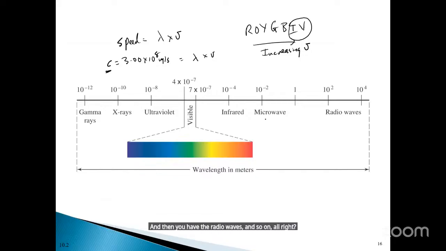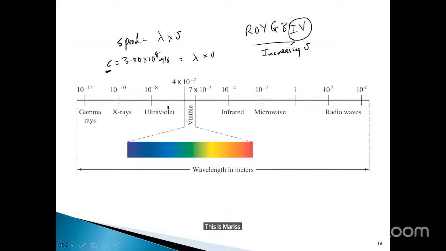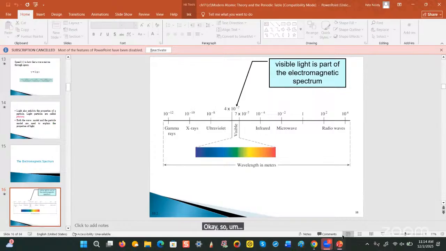So that's basically the electromagnetic spectrum. As I said before, our eyes can only identify or detect the visible region. For the other forms of radiation, our eyes are not able to detect those, so we have to use instruments in order to detect those forms of radiation. Okay, so we get back over this here.